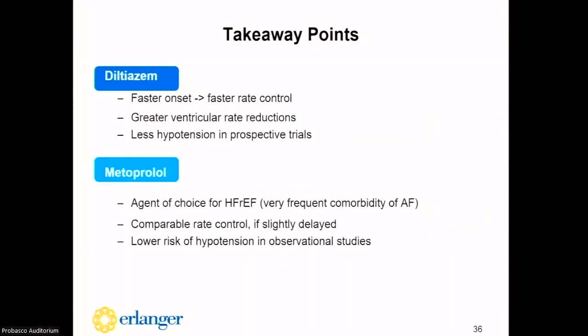So our takeaways here: faster onset, faster rate control with diltiazem. We also saw greater ventricular rate reductions. And then in the prospective trials, there was less hypotension with diltiazem. For metoprolol, this is considered your agent of choice for HFrEF, which we'll talk more about in the coming section. And then you're also going to be seeing comparable heart rate control, even if it is slightly delayed compared to diltiazem. And contrasting what we saw in the trial data, there was lower hypotension in observational studies.